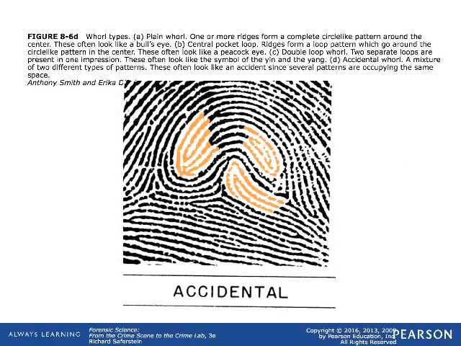Okay, then accidental. Accidental, it has a couple different kinds of patterns. So it looks like an accident. So it might have loops, but the loops are not all going in the same direction. They're going in a bunch of different directions. So it's really irregular looking. It's not like a circle. It's not like a wave. It's like a mishmash of waves.